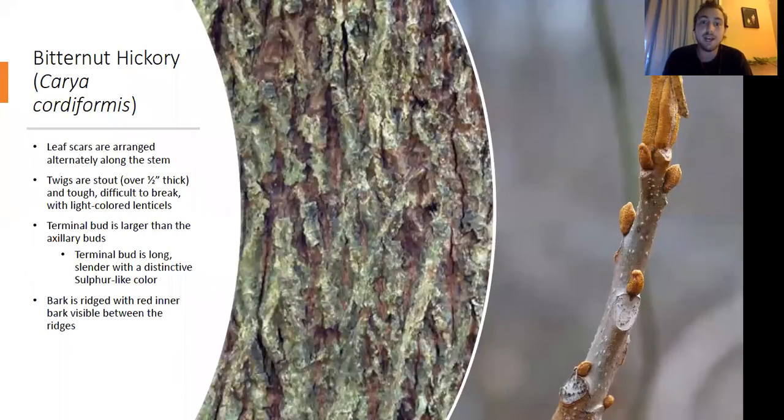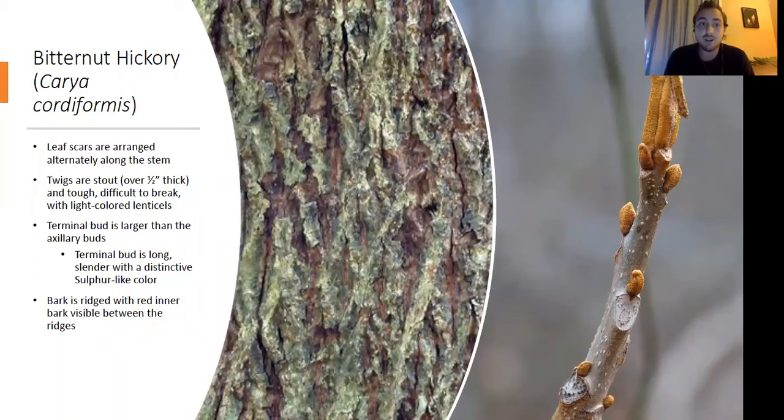And then we have our bitternut hickory. Our bitternut hickory is also alternately arranged. Our leaf scars and buds are arranged alternately from each other. Now, if you notice here, underneath our buds, we have very large leaf scars, and that's because our bitternut hickory leaves, when they are out in the spring and summer, are also quite large. So thus it leaves a much larger leaf scar.